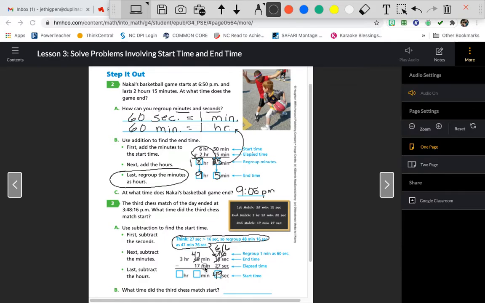Okay, now we're going to come over to our minutes. We're going to subtract the minutes next. 7 take away 7 is 0. 4 take away 1 is 3. So that's 30 minutes. And then we have nothing to subtract from the hour, so we're going to keep it.